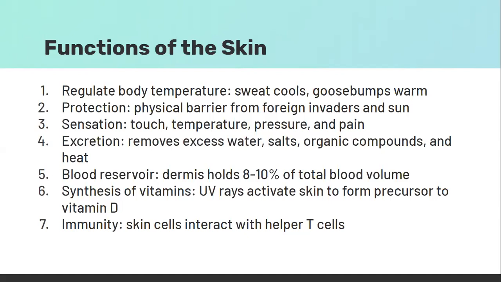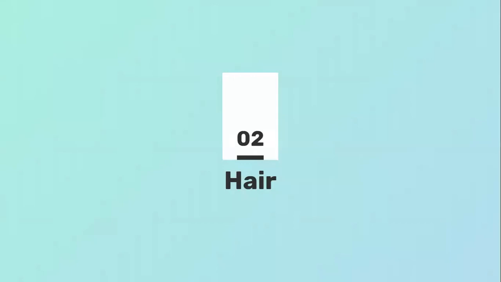And 7 is immunity. Your skin cells interact with helper T cells, and helper T cells are the cells that fight off infection. They fight off bacteria, germs, and viruses, and that's what makes up your immune system. All right, next we're going to move on to the hair.